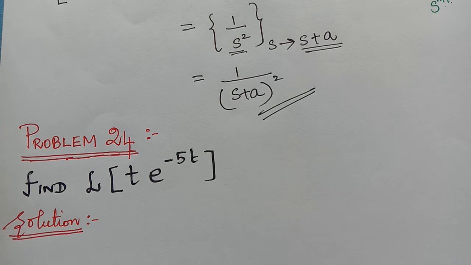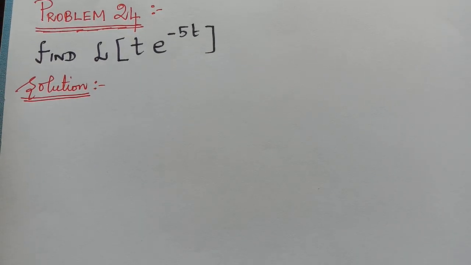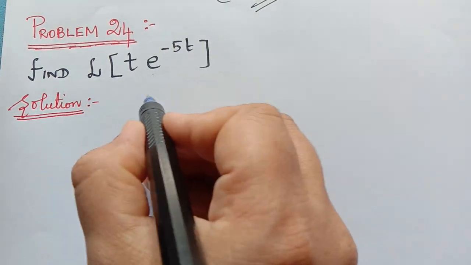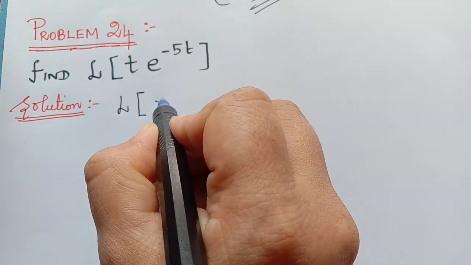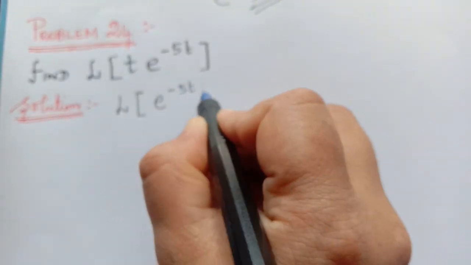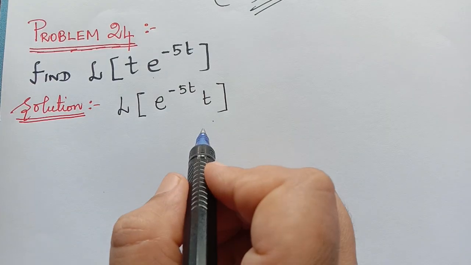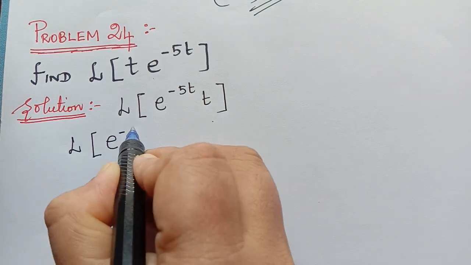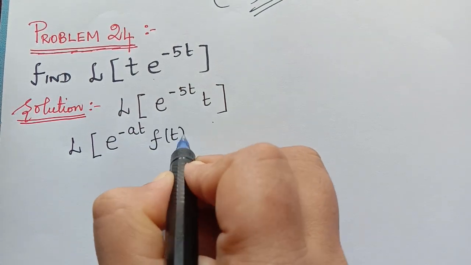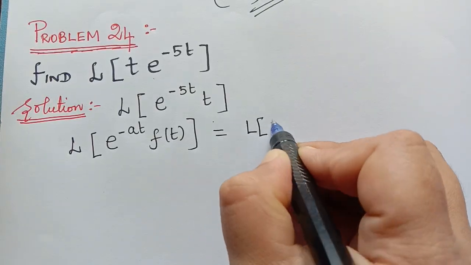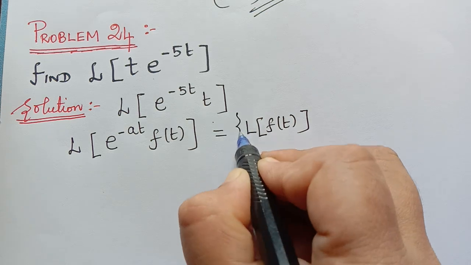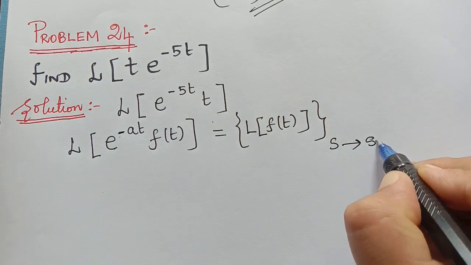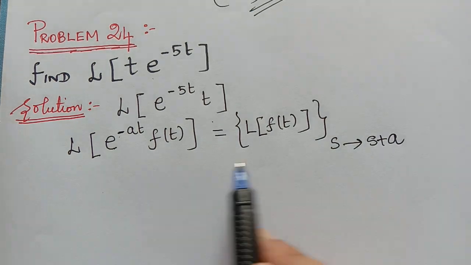The next problem is problem number 24, which says to find the Laplace transform of t e to the power negative phi t. We can rewrite this question as the Laplace transform of e to the power negative phi t multiplied with t in order to use the first shifting theorem. What does the first shifting theorem say? The Laplace transform of e to the power negative at f of t is equal to the Laplace transform of f of t, where in the solution we have to replace s by s plus a, because we have e to the power negative a. So this is the first shifting theorem.